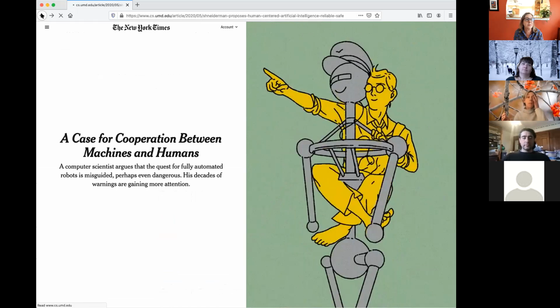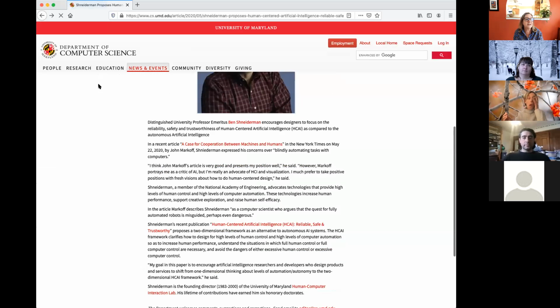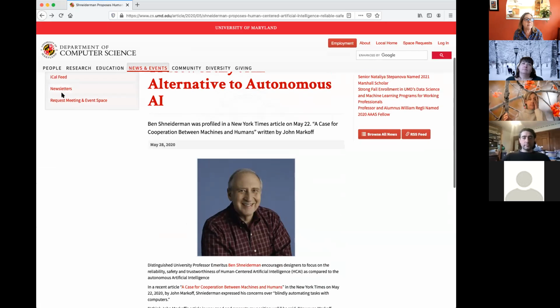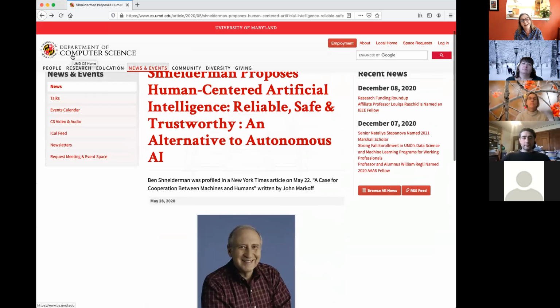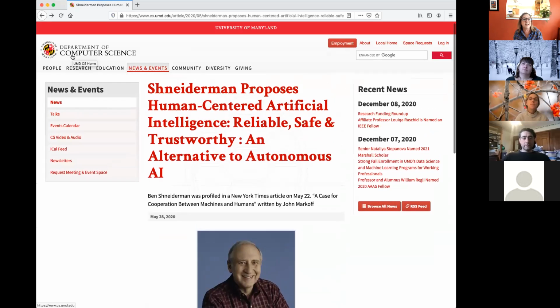In fact, there's another paper I'll show you in a minute. He wrote, so Ben Shneiderman is from the computer science department at the University of Maryland. He's actually emeritus, but he wrote a whole call to arms, a call to action about this. And I strongly recommend you look at it, because I think it's hitting exactly what we've been saying.